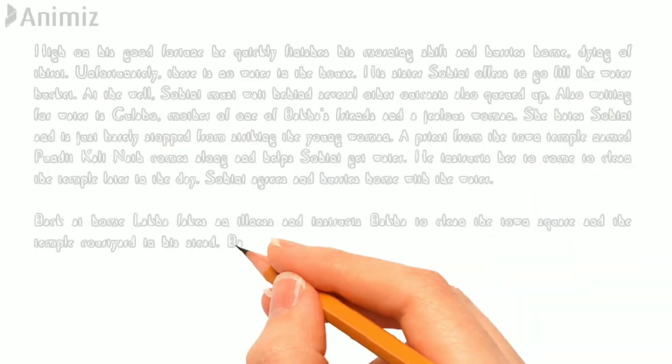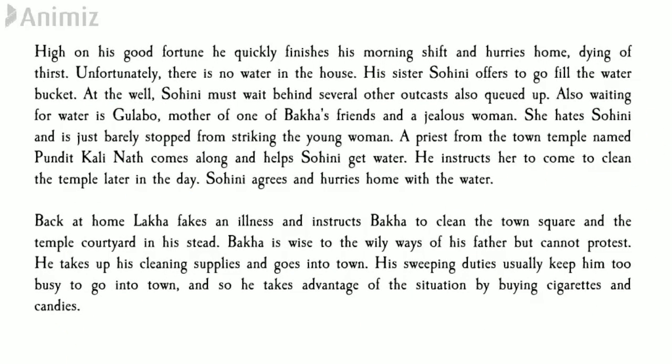After returning home, he was very thirsty, only to find that there was no water at home. So his sister Sohini offers to bring water from the nearby well. Sohini was very concerned about her brother, but again, because of the social norms, Sohini must wait behind several other outcasts who also queued up to collect water.